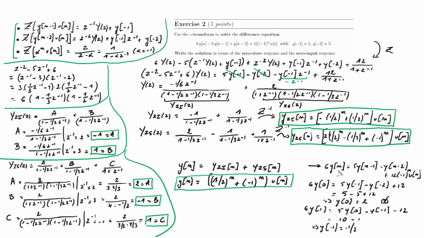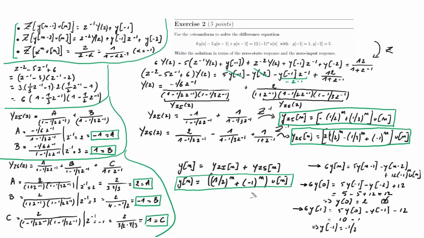Using this, you can write this equation for n is equal to 0. This is what you obtain. And for n is equal to 1. So let's first write it for n is equal to 0. This is what you obtain. Since you know y of minus 1 and y of minus 2, you can inject them in here. And you see that 6 times y0 is in fact 12. Right, 5 minus 5 plus 12, so this is really 12. So it means that y0 is 2.